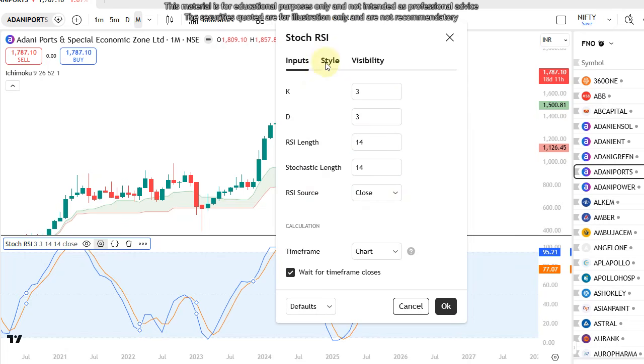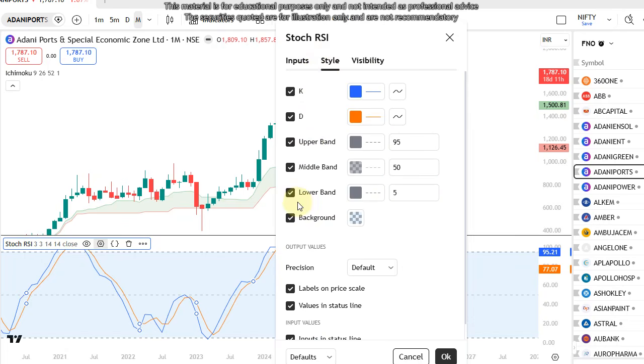There is no change. But in style, upper band and lower band, we are increasing the 80 to 95 and decreasing the 20 to 5, to get the extreme reversals. Okay.